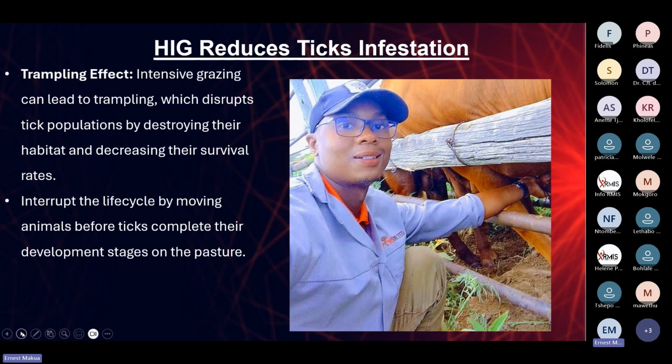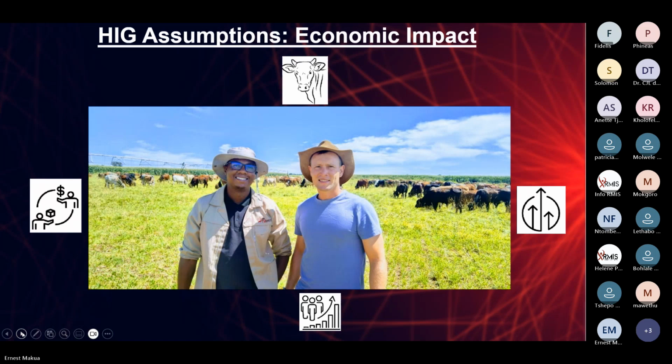So if we were to encourage farmers to implement high intensity grazing, the motivation would be, number one, that you will have higher circularity of nutrients. Number two, you'll also save on buying medication for dipping or controlling ticks on your farm. So we collected data from farmers in the country who are using high intensity grazing, but we also tried to analyze the economic impact of it.